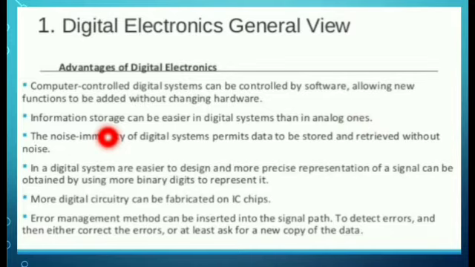Second point, information storage can be easier in digital systems than in analog ones, and the noise immunity of digital systems permits data to be stored and retrieved without noise. Digital systems are easier to design, and more precise representation of a signal can be obtained by using more binary digits to represent it. Next point, more digital circuitry can be fabricated on single silicon chips.